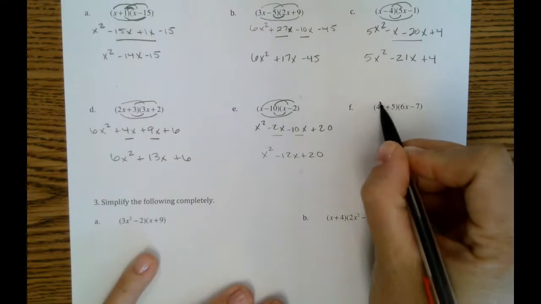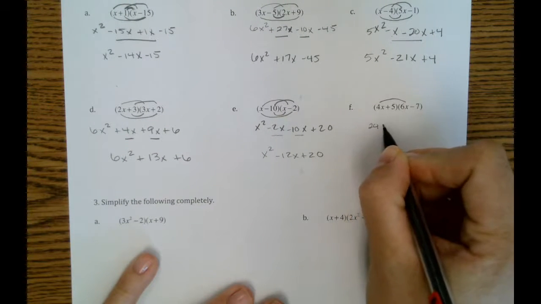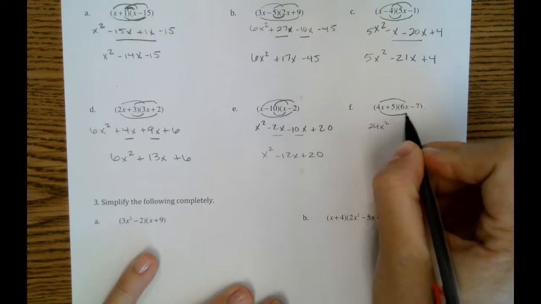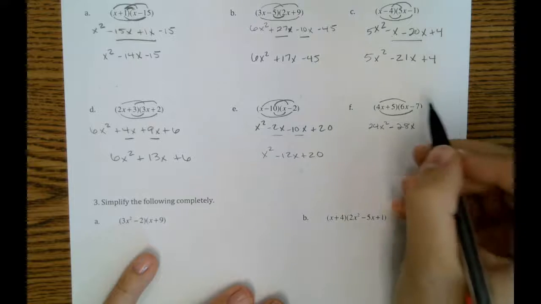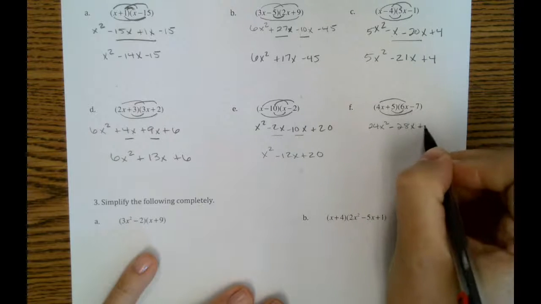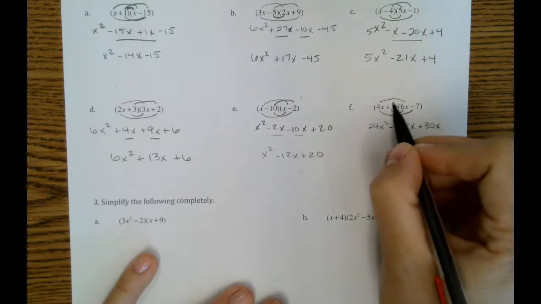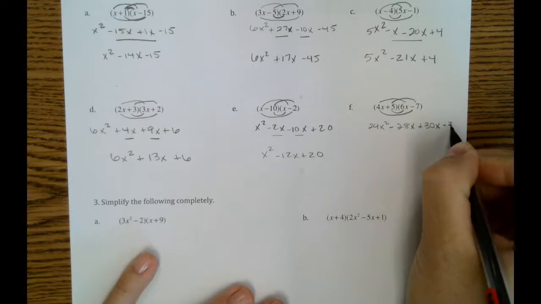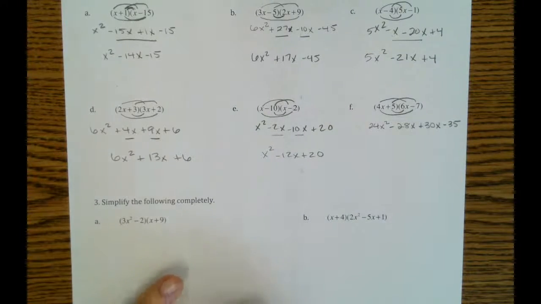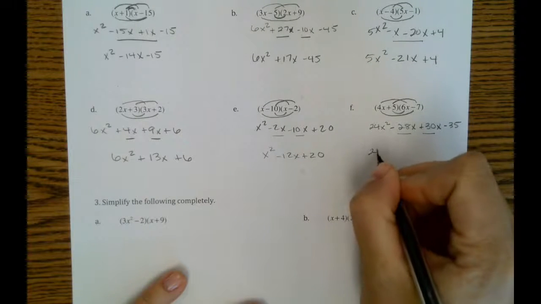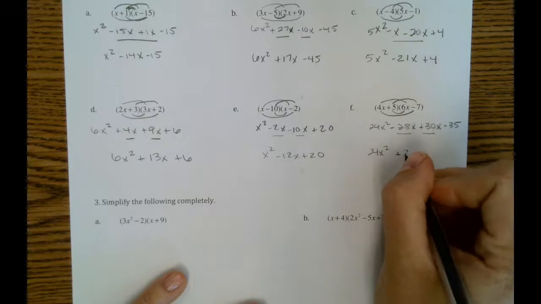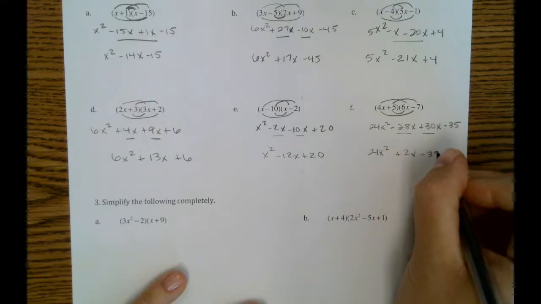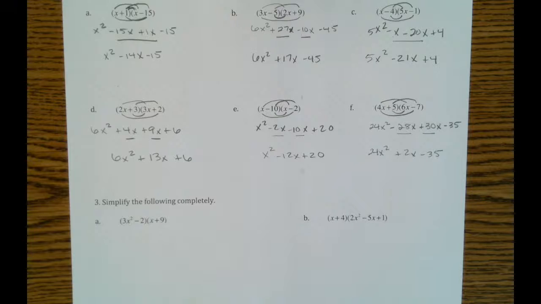Okay, letter F. 4x times 6x is 24x squared. 4x times negative 7, negative 28x. 5 times x, 30x. 5 times negative 7, negative 35. Both of our middle terms have an x with them, so we can combine those. Negative 28 plus 30 leaves us with 2x. And everything else stays the same.